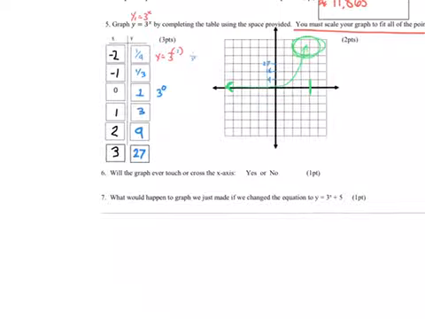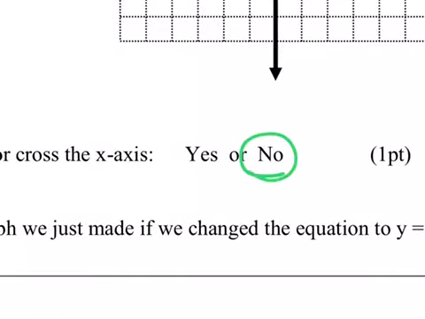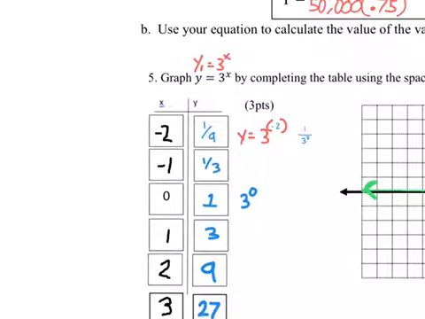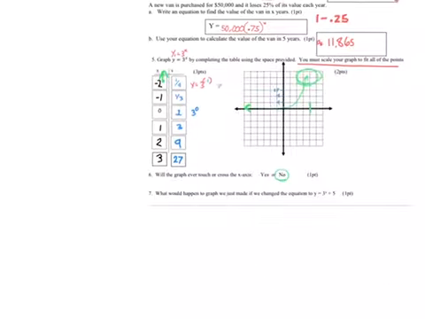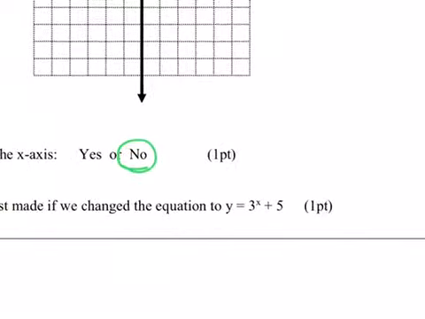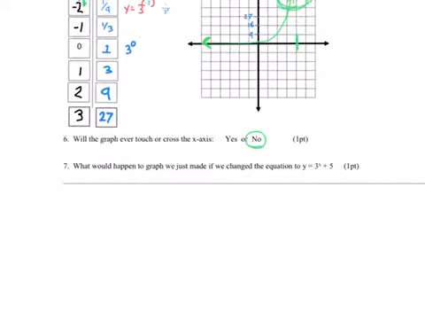So question 6 asks, will this graph ever touch or cross the x-axis? Nope. If we extended this table down to -3, -4, the values just keep getting closer and closer to 0, but never quite reach it. And that's that concept of an asymptote.